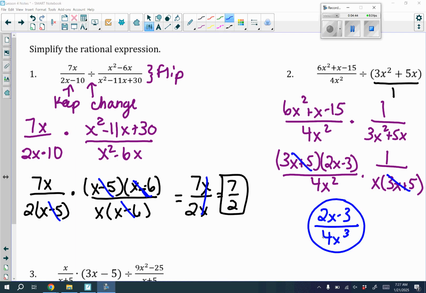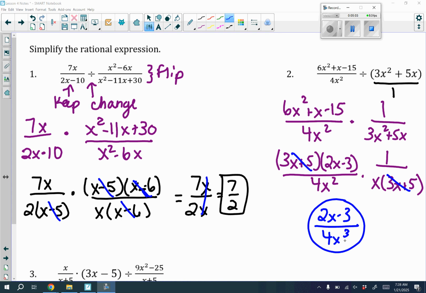Okay, here's what we should have gotten. So we just cancel out the 3x plus 5s. And in the numerator, I'm just left with 2x minus 3. I do go ahead and multiply my 4x squared and x. The reason being it is just a monomial. So if you have monomials, you're multiplying and it stays a monomial, that is fine to multiply.